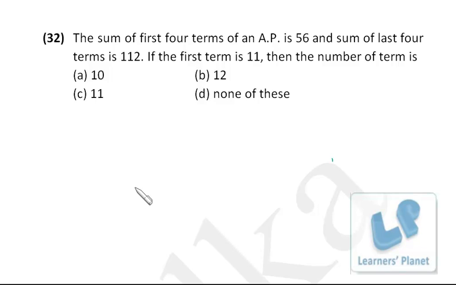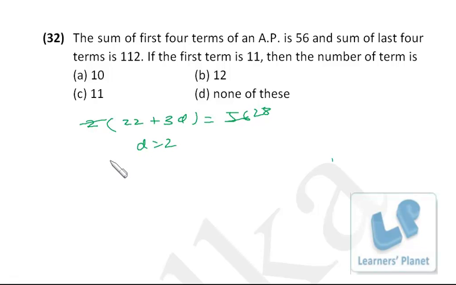Now, the sum of first 4 terms of an AP is 56, the sum of last 4 terms is 112. If the first term is 11, then the number of terms is. Okay, so the sum of first 4 terms is 56. So the sum of first 4 terms will be given by 4 by 2, that is 2, times 2a, that is 22, plus (n minus 1), that is 3, d is equal to 56. Okay, so 3d is equal to 6, so d is equal to 2.